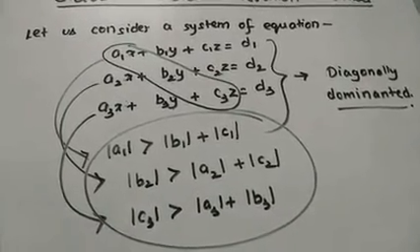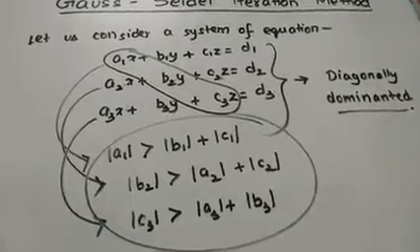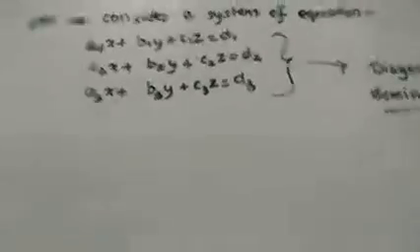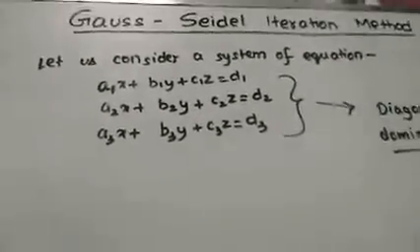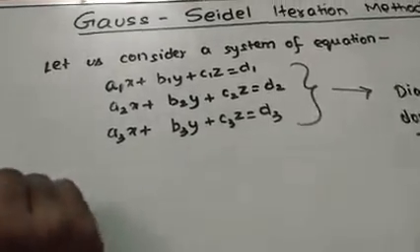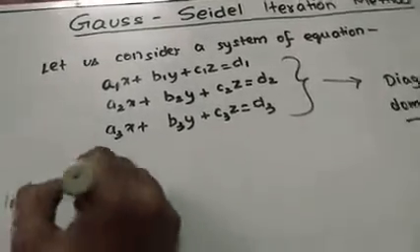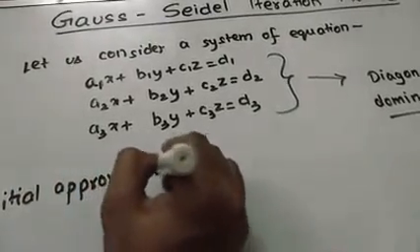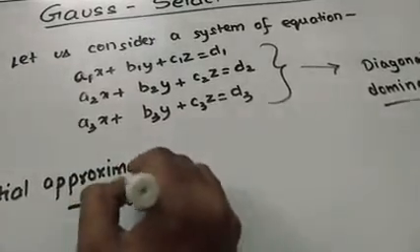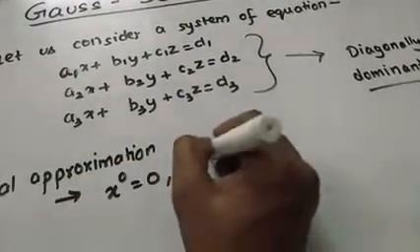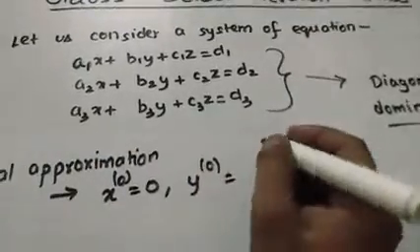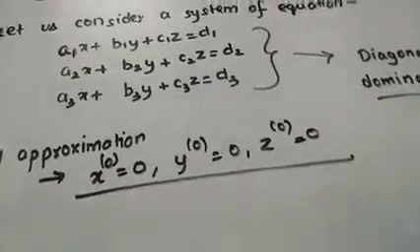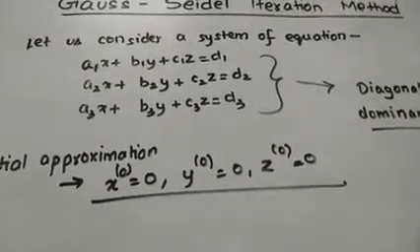Now the changes come in terms of the iteration formula. See what the changes are. So this is a system of equations. Similarly to Gauss-Jacobi, here also we will assume the initial approximation as x0 equals 0, y0 equals 0 and z0 equals 0. This is our initial approximation. This same one we assumed in Gauss-Jacobi.